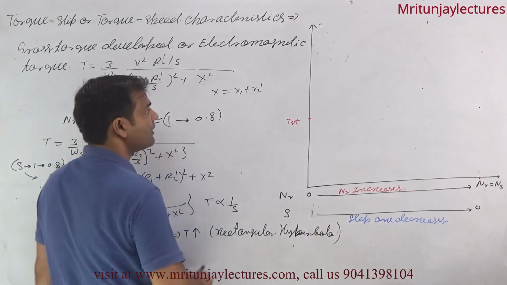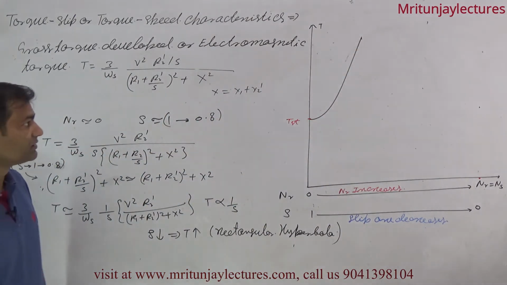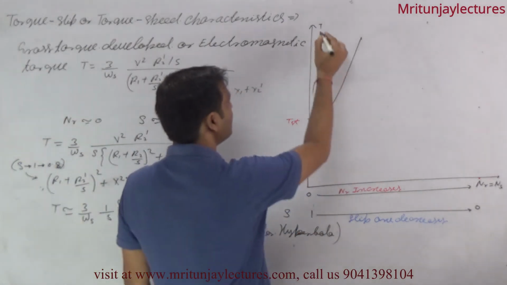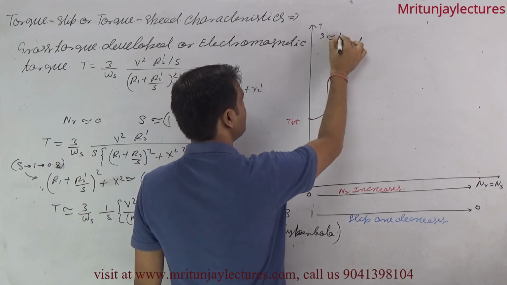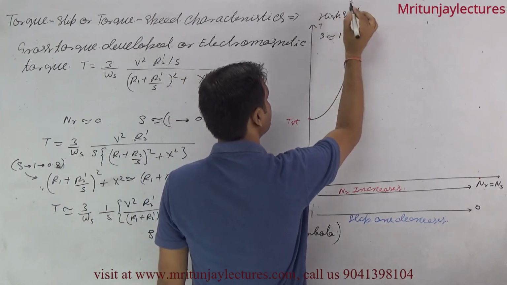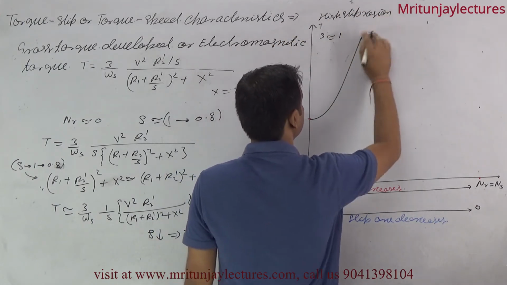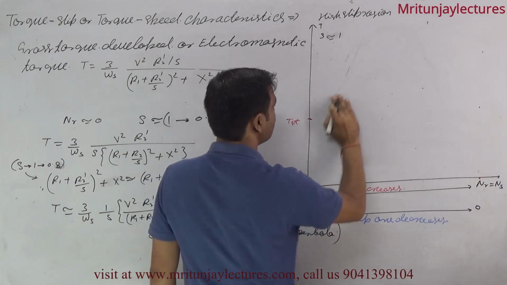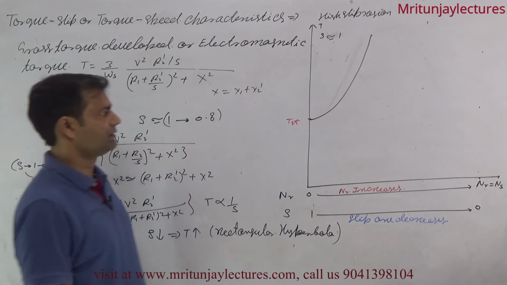Okay, like this one. This one is called the high slip region, that is closer to 1. This is the high slip region. Sometimes it is asked in an exam: what is the high slip region? That is a rectangular hyperbola.